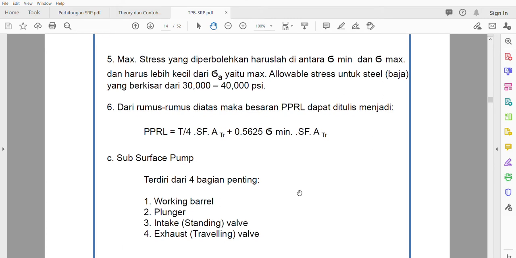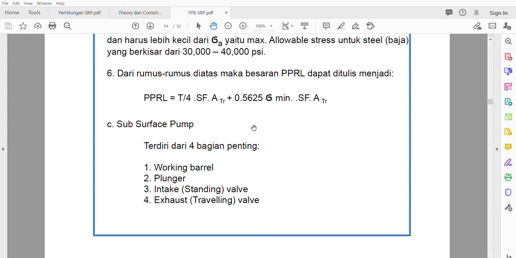And then the maximum stress between minimum and maximum, of course, has to be lower than the maximum allowable stress of the steel itself, which is around 30,000 to 40,000. So this stress here is the stress that occurs during the operation of the sucker rod pump. But this allowable depends on the steel that we use in the equipment. So if we rearrange the previous equation, we have a PPRL equal to this long equation.